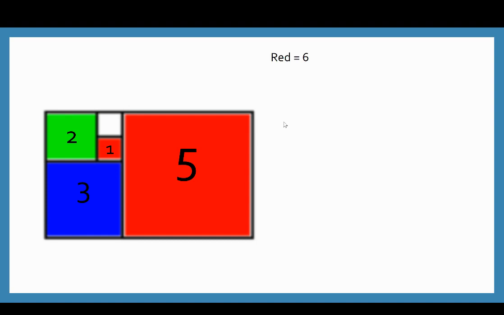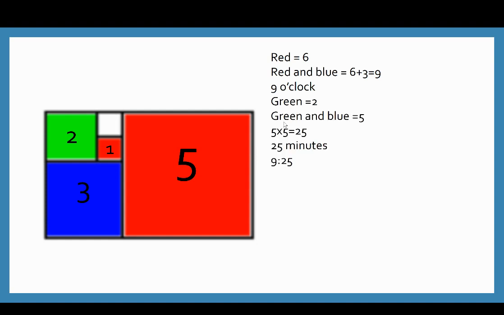So I'm just going to write this down as I work this out, making my thinking really explicit, thinking out loud. The red is equal to 6, 5 plus 1. The red and the blue, the hours are 6 plus 3, so that's 9. So it's 9 o'clock. My green is worth 2. My green and blue is worth 5. So for minutes, I need to multiply that by 5. So it's 9:25. So I'm really thinking out loud and showing you my thinking. Okay, so I'm not expecting you to do it. I'm showing you how I'm thinking. It's my scaffolding for you.